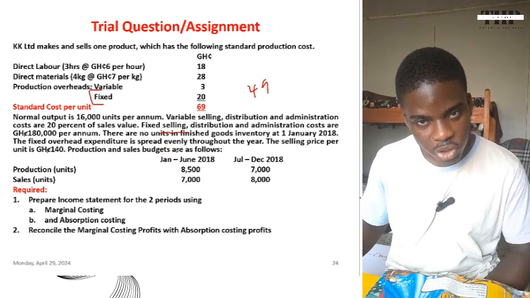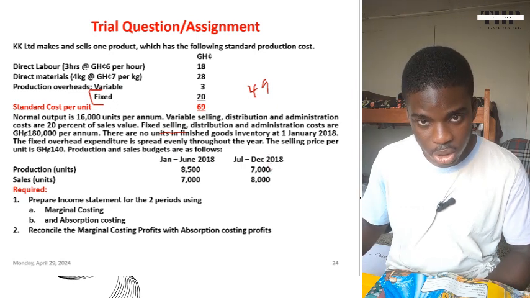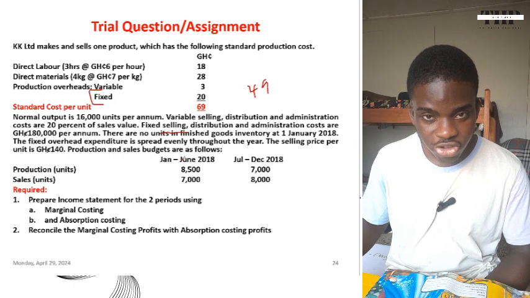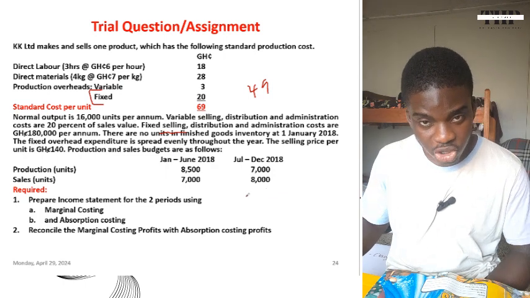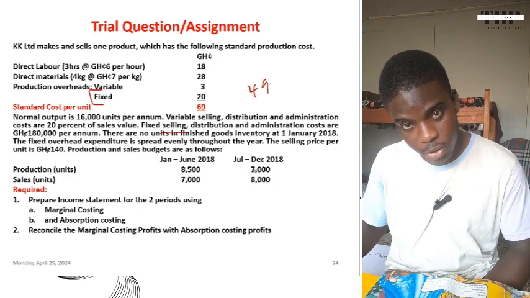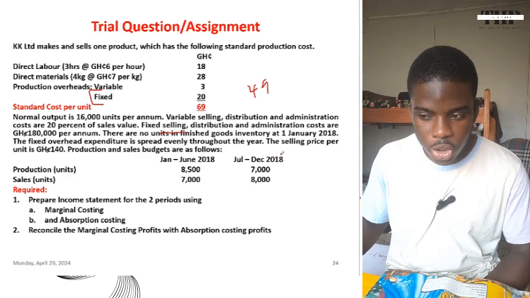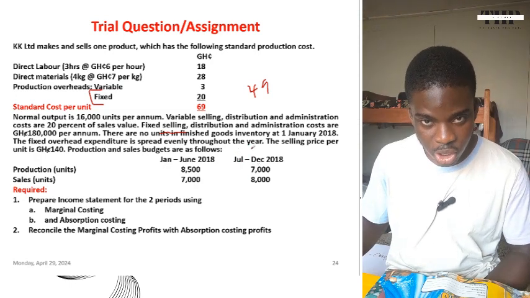Moving on to the next period, there will be what? When you calculate the closing inventory for the first period, you will get a closing inventory. That closing inventory becomes the opening inventory of the new period. Very well. So for the second period, you have opening inventory, so factor that into your calculation.